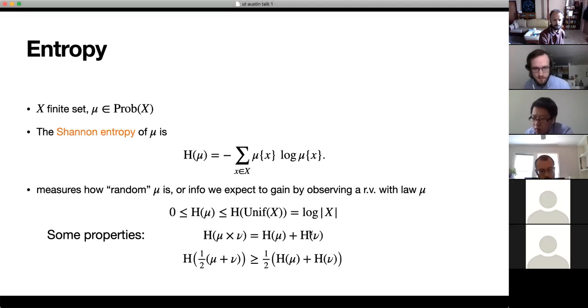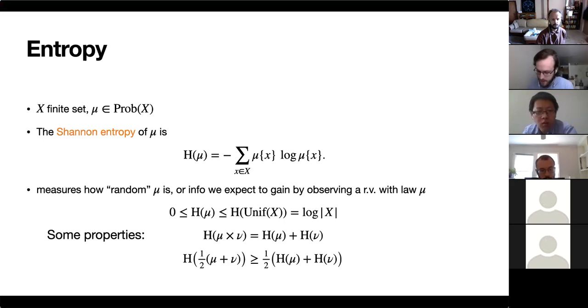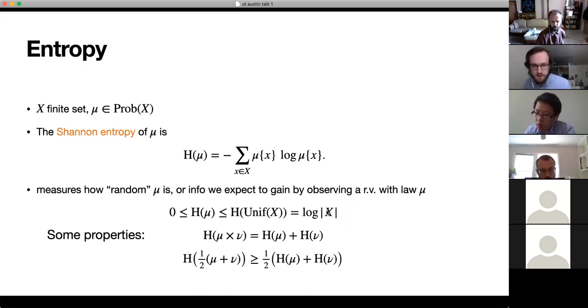Here are some properties to build your intuition about it if you haven't seen it before. No matter what mu is, the entropy is always non-negative. It attains the value 0 at a point mass. If you know with probability 1 exactly one state that the system is going to be in, then the entropy is 0, it's deterministic. The maximum entropy is attained by the uniform distribution. That's like having no information about the observable, in a sense, and the value of that entropy is the log of the size of the set.